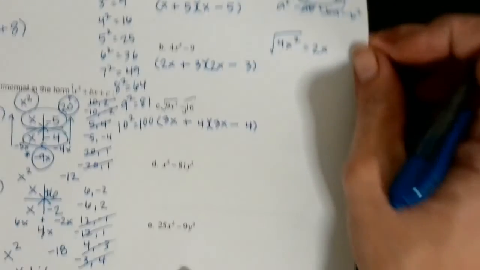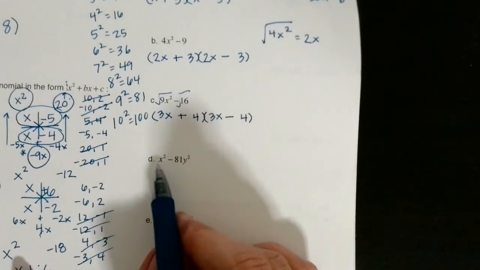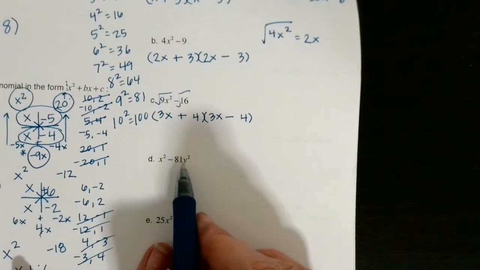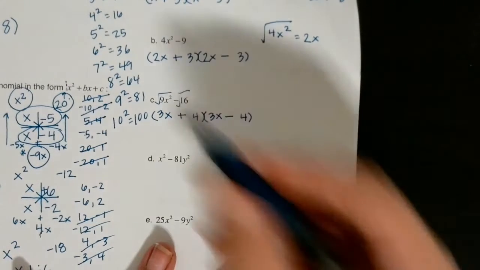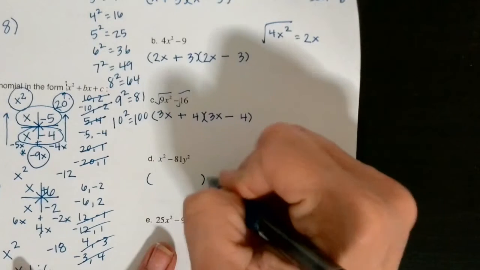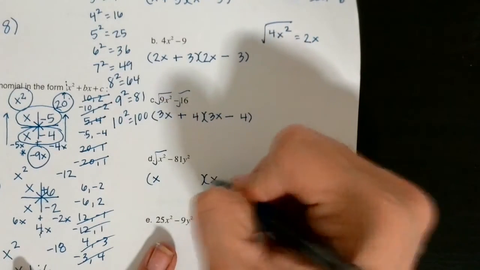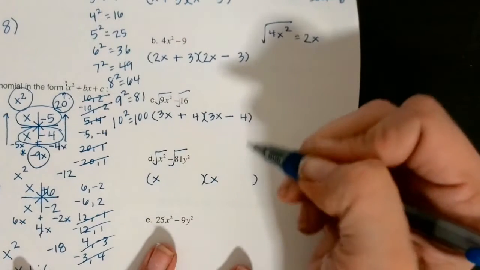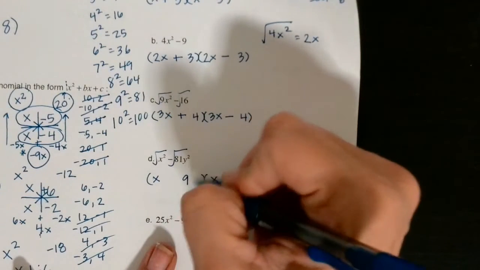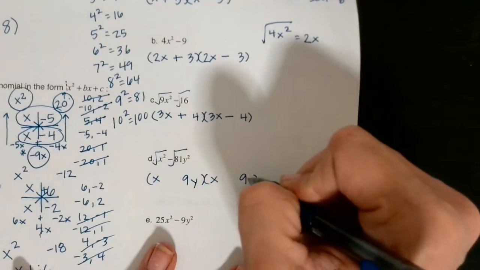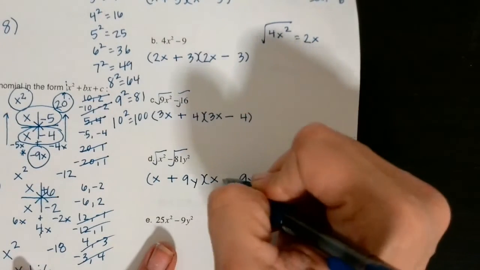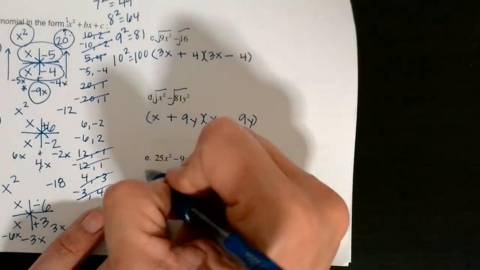Wow, math is magical. Oh no, we have an x squared and a y squared. It's okay, guys, they're perfect squares. So, same thing. Square root of x squared is just x. Square root of 81 is 9, and square root of y squared is y. And then put a plus or minus in between them. Not too bad. Last problem.